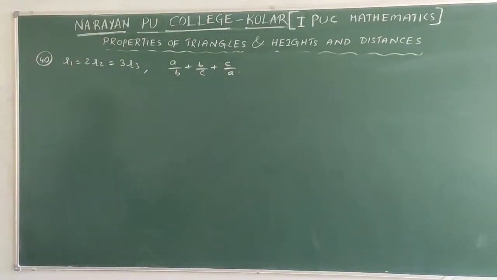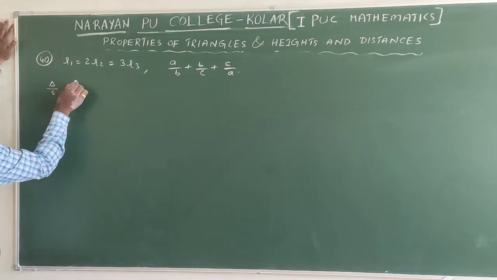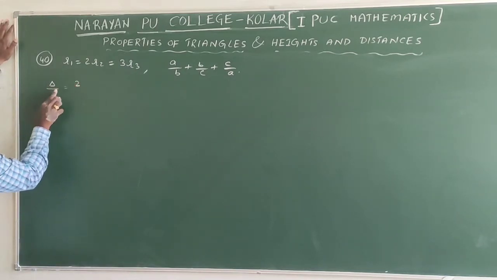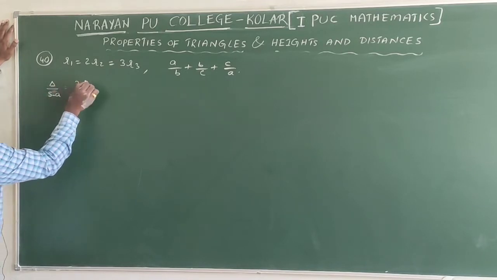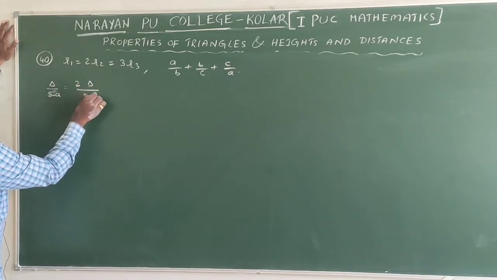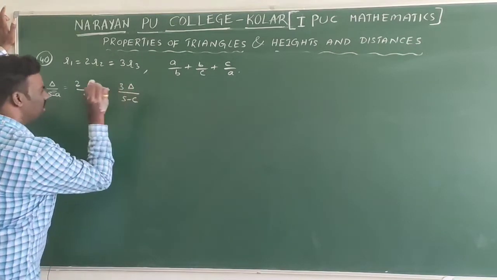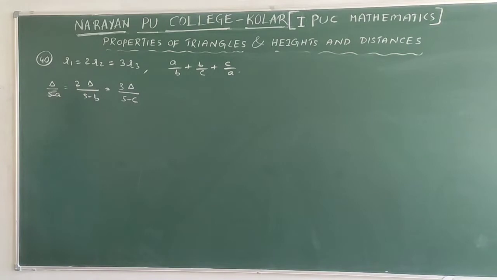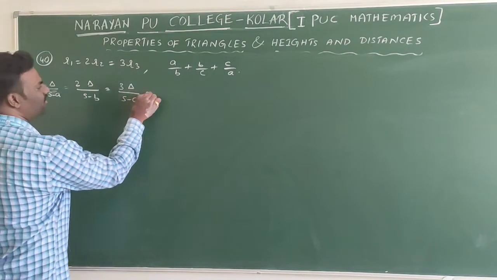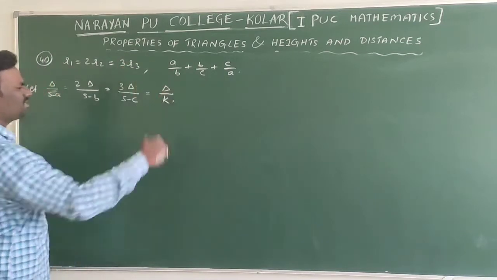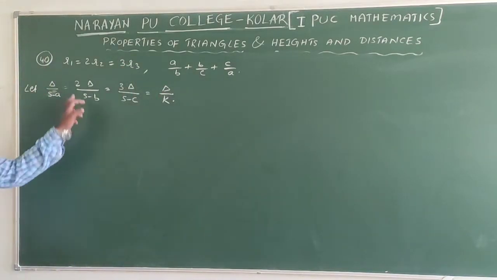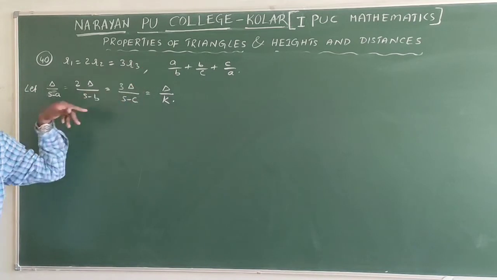See, from this R1 I can write delta by S minus a, 2 into delta by S minus b, 3 into delta by S minus c. See here, delta appears in the numerator. For cancelling delta I can take delta by K, some constant. Since the numerator delta is present, taking delta by K will get the answer easily.